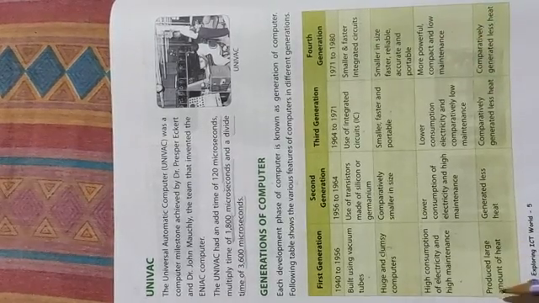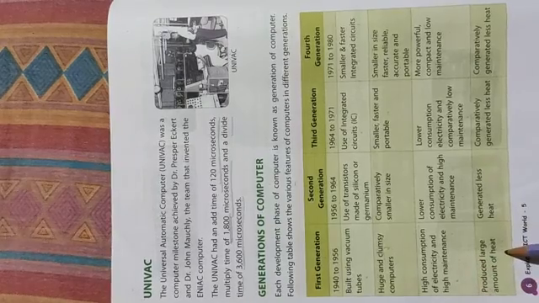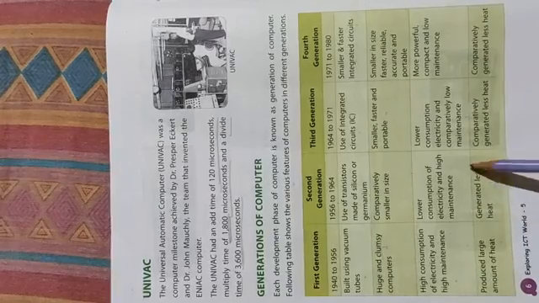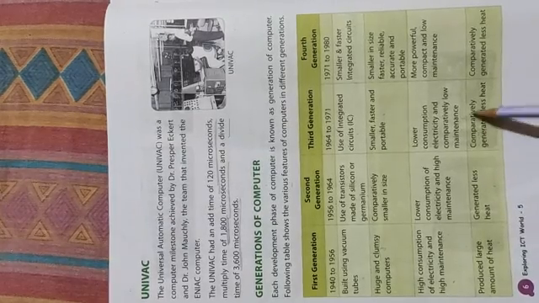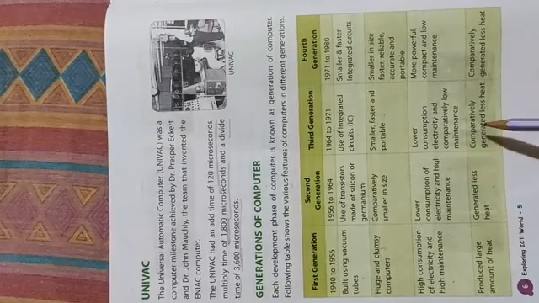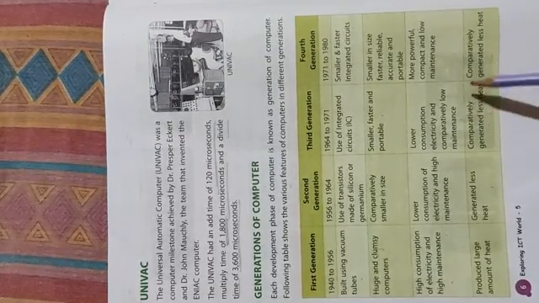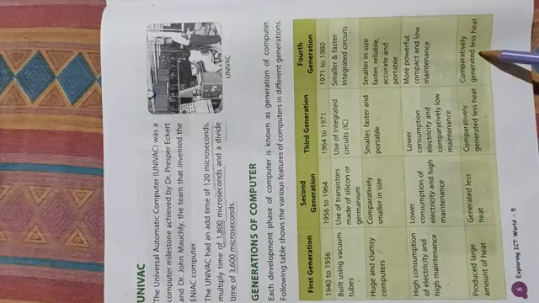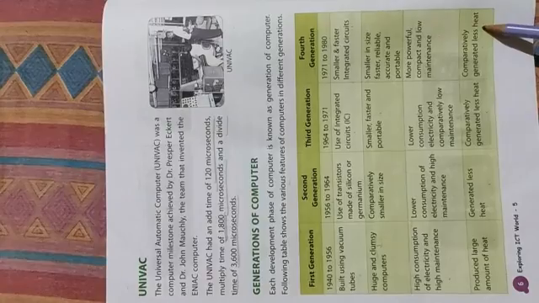The first generation produced a large amount of heat because its size was very large. The second generation generated less heat because its size was reduced. The third generation comparatively generated less heat than the second generation, because its size is smaller. The fourth generation again generated less heat because its size is smaller than the earlier generations. Understand?